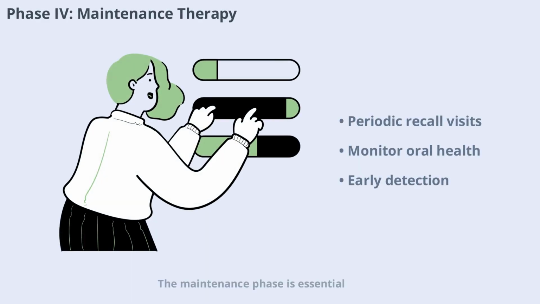The maintenance phase is essential for preserving periodontal health over time. Periodic recall visits are scheduled to monitor plaque and calculus, gingival condition, occlusion, tooth mobility, and other pathologic changes. Regular re-evaluation ensures that any issues are detected early and managed promptly. Maintenance therapy supports long-term success and helps patients maintain their oral health.